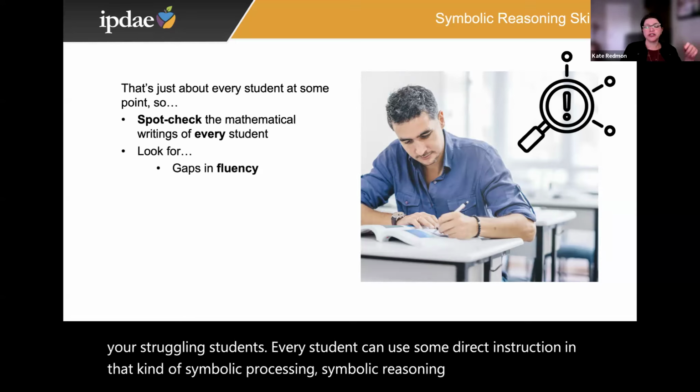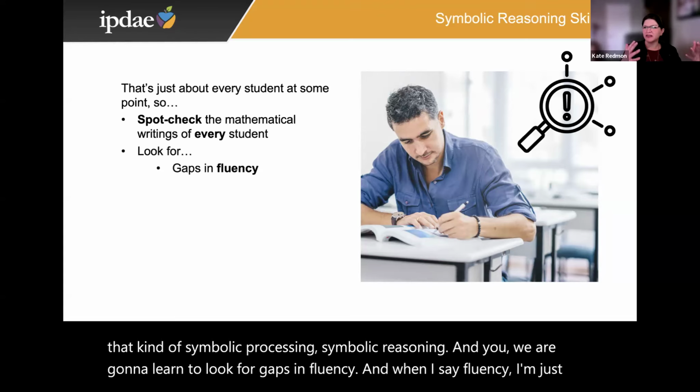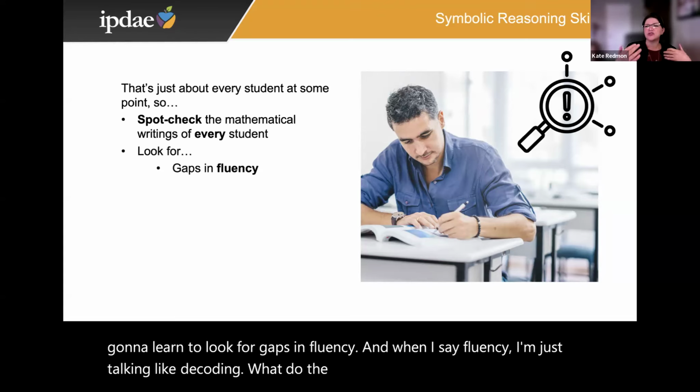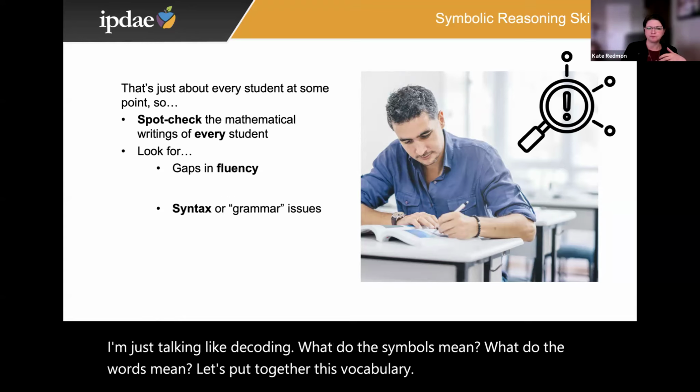And we are going to learn to look for gaps in fluency. And when I say fluency, I'm just talking like decoding. What do the symbols mean? What do the words mean? Let's put together this vocabulary with these symbols. Syntax or grammar issues.